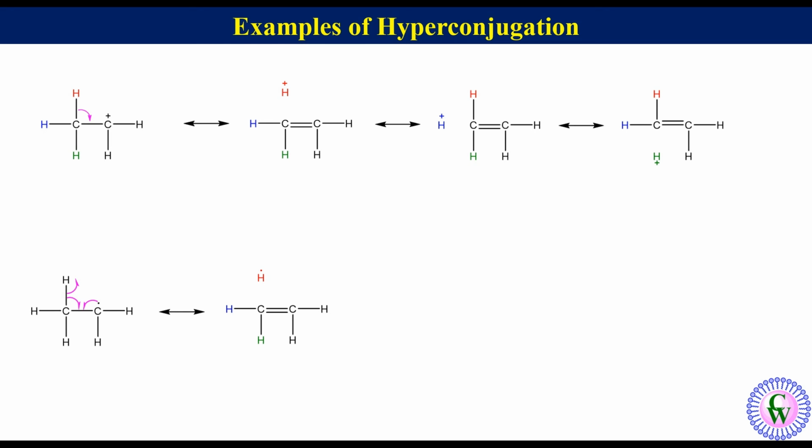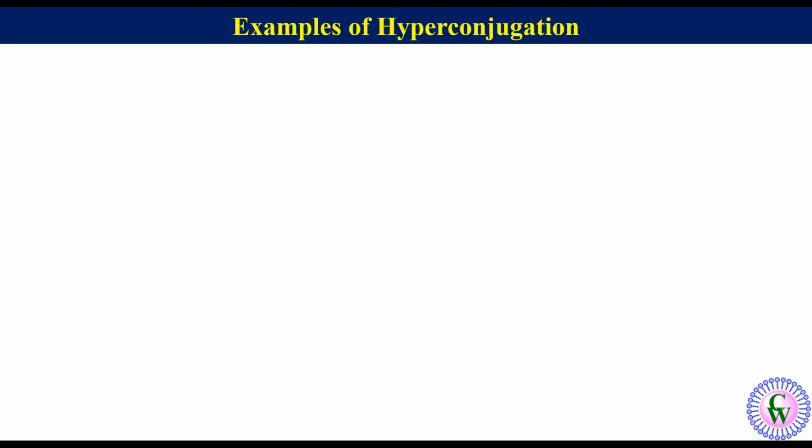Since there are 3 such sigma bonds, there will be 2 more such structures formed by delocalization of 1 electron from 2 other CH sigma bonds. These structures are called hyperconjugative structures. The third example is 1-butene. This allylic carbon is sp3 hybridized with 3 CH sigma bonds.